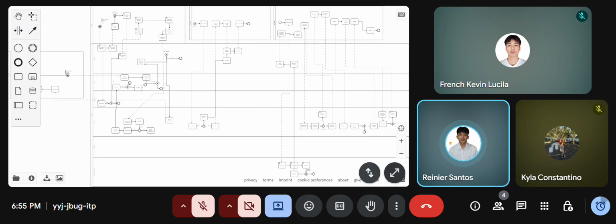So, good day everyone. Today we'll be presenting our as-is BPMN diagram of the LSPU enrollment process. Let's start with the student lane, which shows the flow of actions taken by us students. The process begins with the start event where the student decides to enroll.